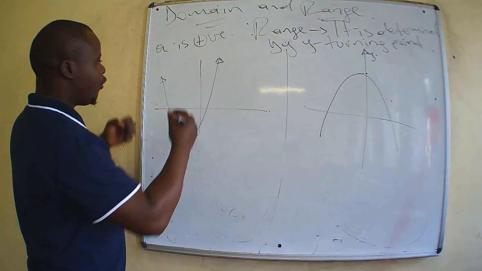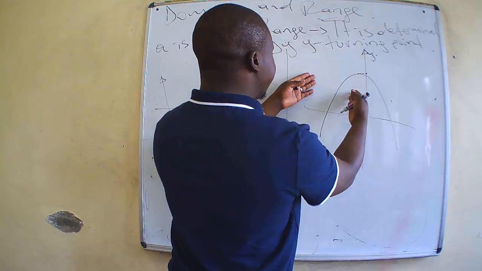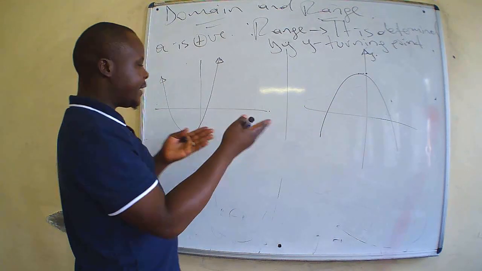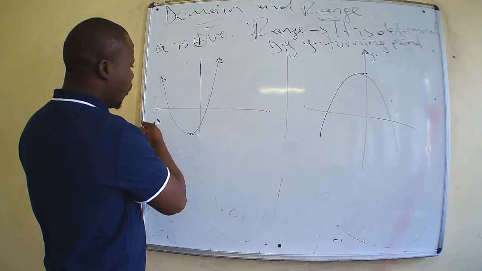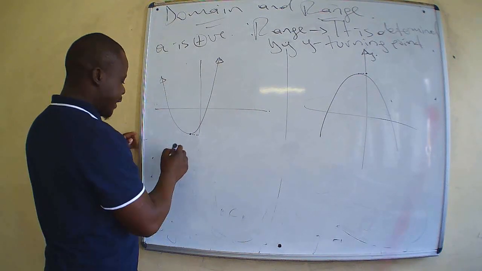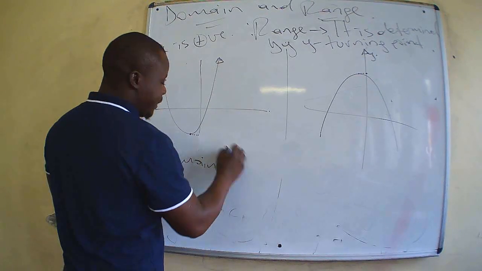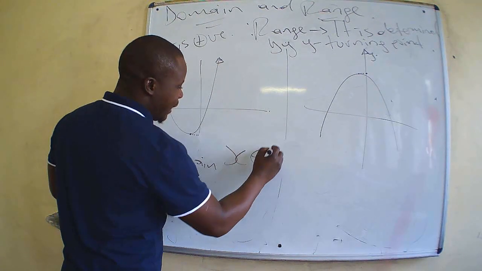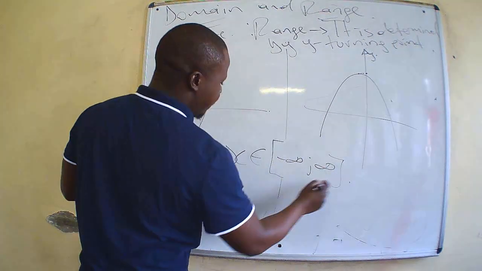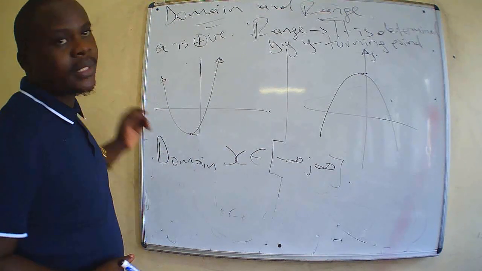So take note, for both of them, be it a is positive, be it a is negative, the graphs are all going up and down, sideways they can exist at any point. So the domain for this doesn't change. All the time it remains the same. Our domain is x is an element of negative infinity to positive infinity all the time, because at any x value the graph exists.